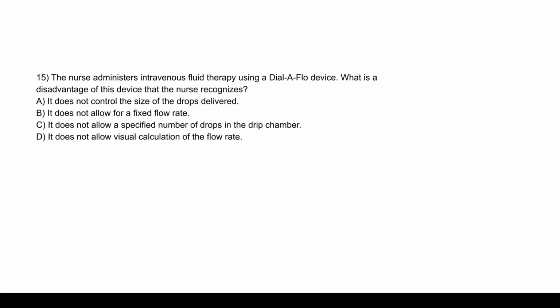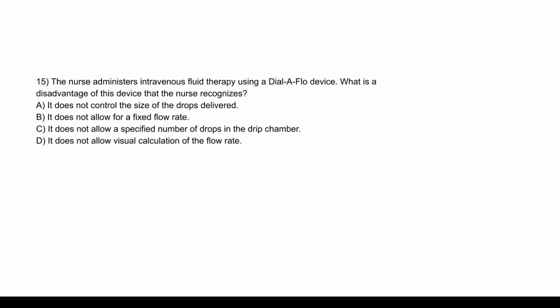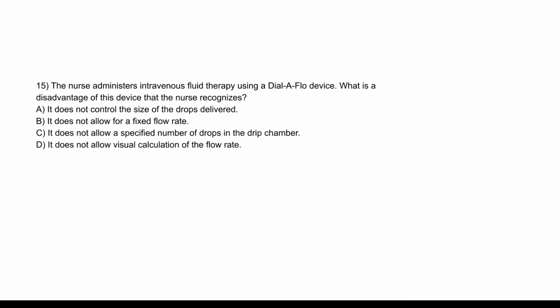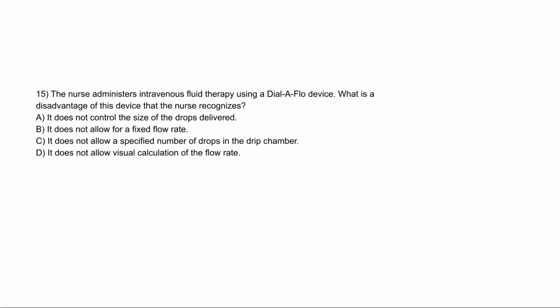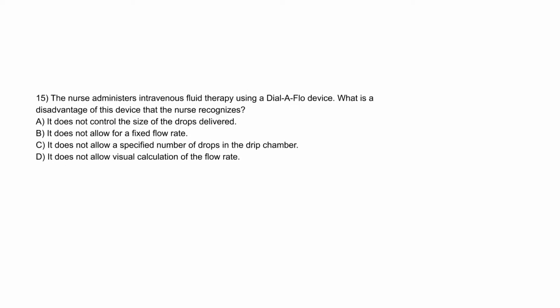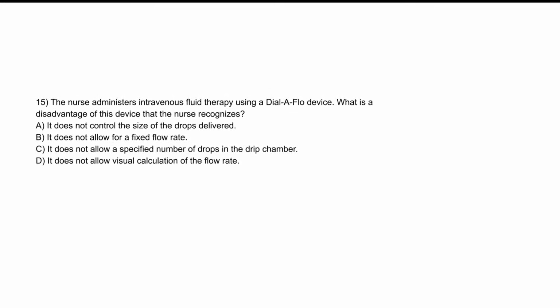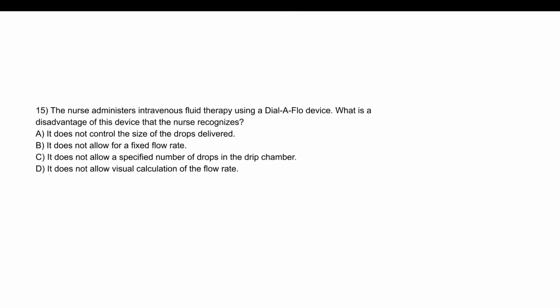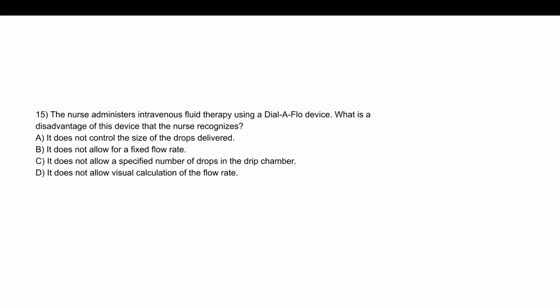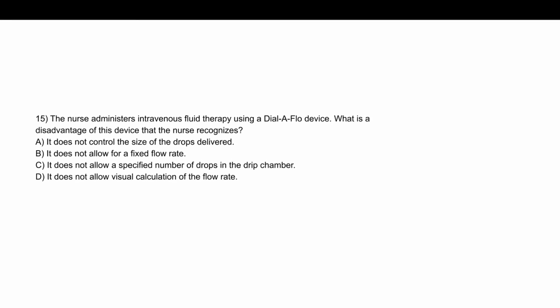15. The nurse administers intravenous fluid therapy using a Dial-A-Flo device. What is the disadvantage of this device that the nurse recognizes? A. It does not control the size of the drops delivered. B. It does not allow for a fixed flow rate. C. It does not allow a specified number of drops in the drip chamber. D. It does not allow visual calculation of the flow rate.